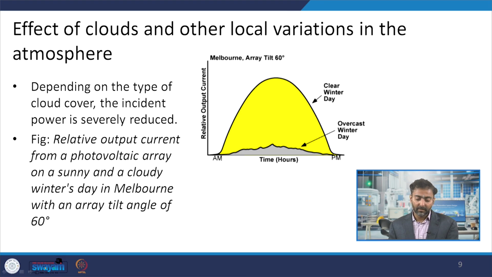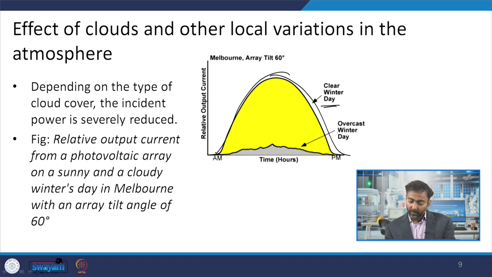So this graph here on this particular slide very clearly demonstrates the extent of reduction in the solar radiation which can be there due to the clouds or due to the effect of scattering. If you see here, this is the output current from a reference PV array at a tilt angle of 60 degrees in some location in Melbourne. If you look at the two graphs, there is one clear winter day output where the radiation was very good, and therefore under typical clear sky conditions there was a huge amount of DNI, and the output current went up in the morning, peaked around afternoon and then came down in the evening, and there was a very high value.